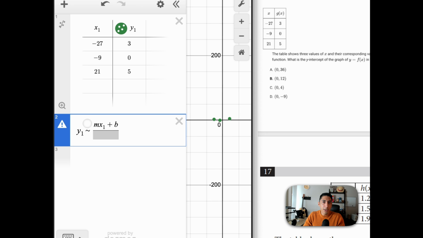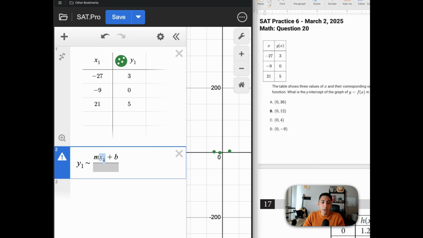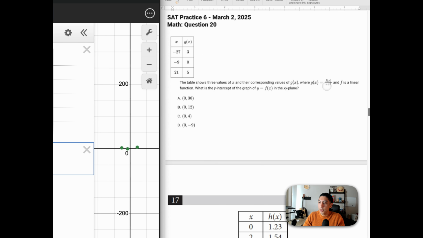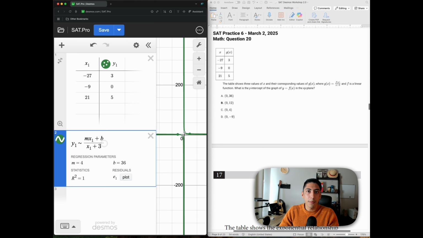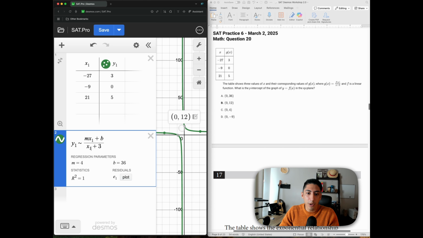Next, I'm going to put my line on top, which is just going to be y equals mx plus b. I'm just going to put the mx plus b part with the x1, so it uses those x values. Next, on bottom, I'm just going to put what they give me. They said x plus 3. And of course, I use x sub 1. So next, what it does, again, it models it as well as it can.